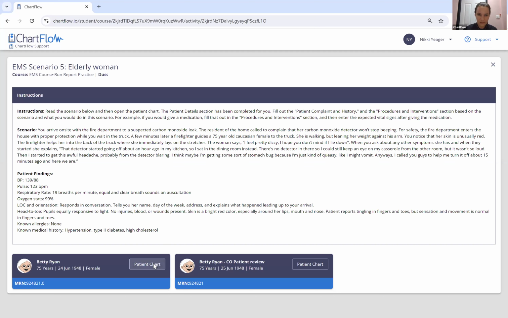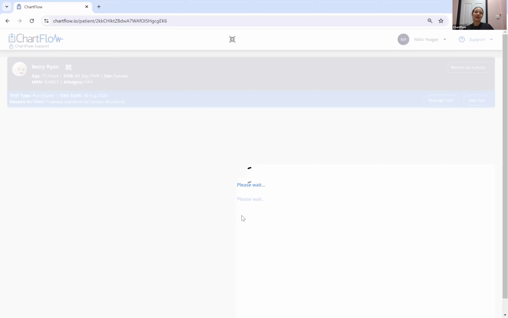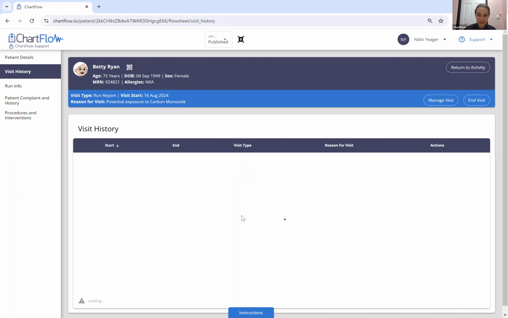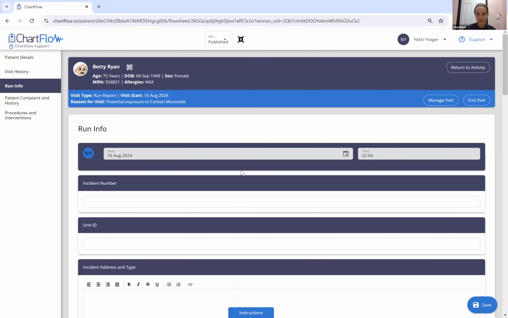Let's go ahead and open the patient chart now. When we do this, you'll see that in a scenario where your student is doing the charting, so we're not doing any type of review, they're the one putting in the information as they go through this scenario. The chart's going to be blank.